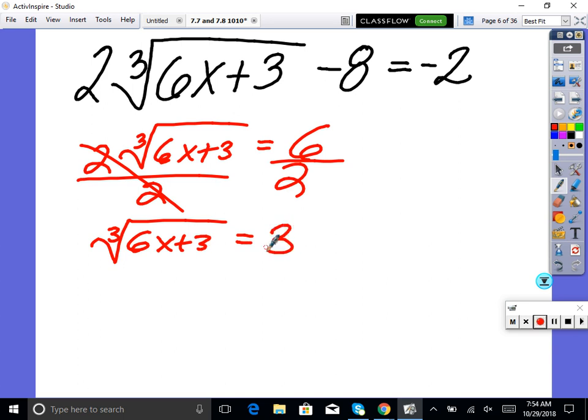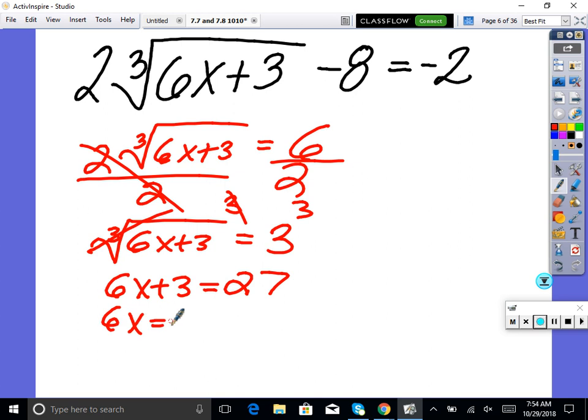So now we cube both sides. So we'd have 6x plus 3 equals cube. Cube both sides. Root cancels out with power. So then we have 3 times 3 is 9, times 3 is 27. So then we'd subtract 3. So we have 6x equals 27, 26, 25, 24. Then divide by 6. So x is equal to 4, and then we would check our solution.